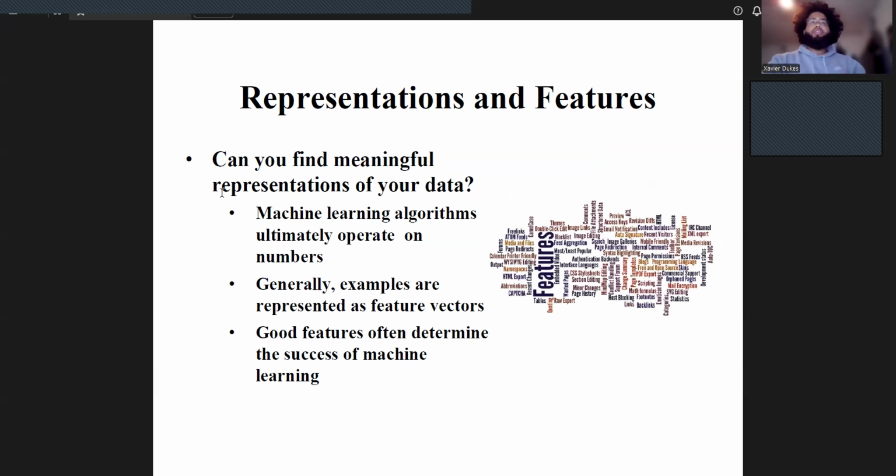Representations and features. Machine learning algorithms ultimately operate on numbers. We have to find a way to enumerate our data. How can we represent a vector of words as numbers? We tokenize each word, and we find a way to count word instances and come up with word counts throughout the book. So let's say the word "the" appears 1 million times throughout the book of Harry Potter or something like that.